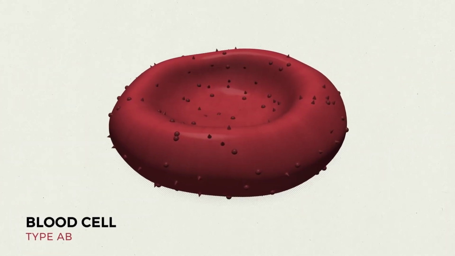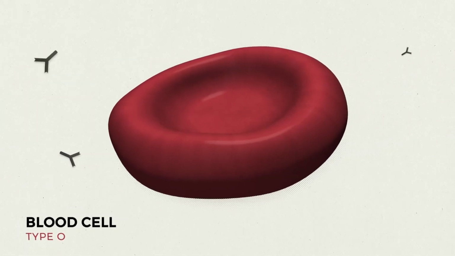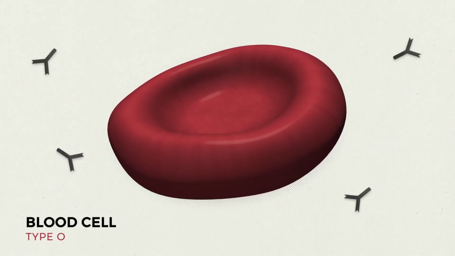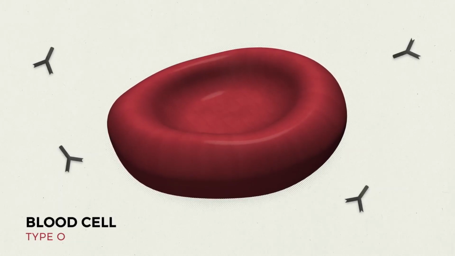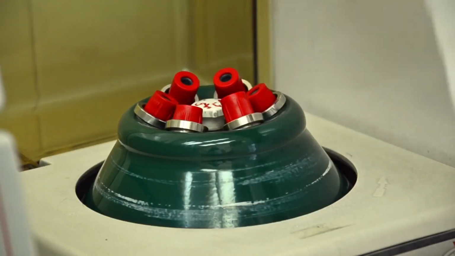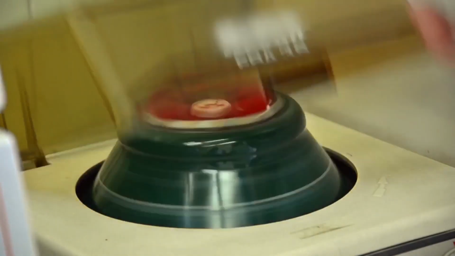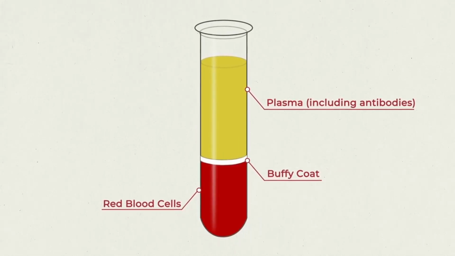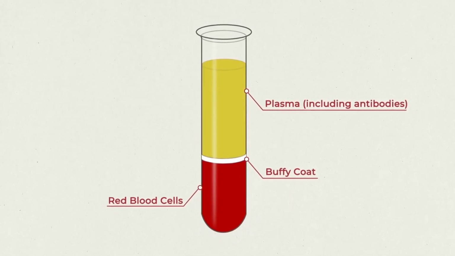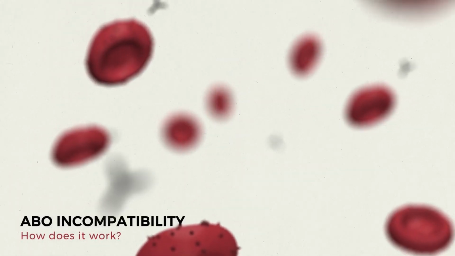Blood type AB has both A and B antigens on the blood cells, and neither of the corresponding antibodies against them in the serum. And blood type O has neither antigen on the cells, but has antibodies A and B in the serum. When blood is donated, the red blood cells are separated from the plasma where the antibodies are located, through a process called blood fractionation. This ensures that only the red blood cells get donated, and not their corresponding antibodies, since that would cause an adverse reaction in the recipient.